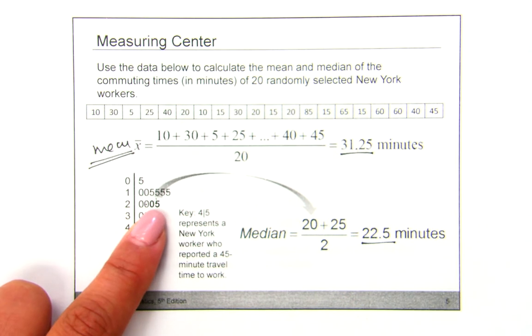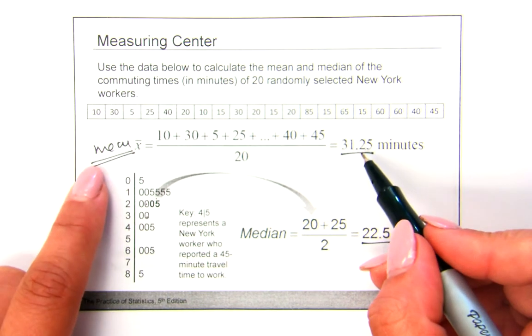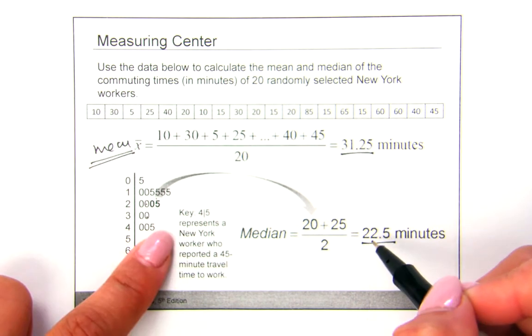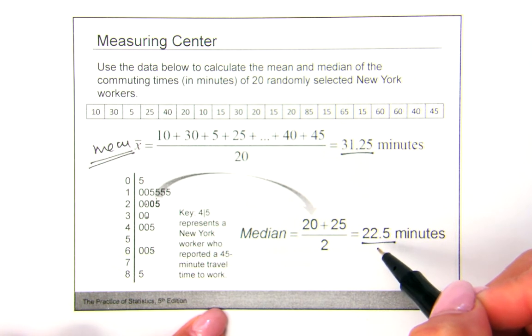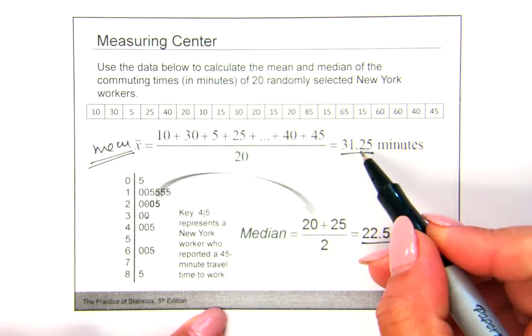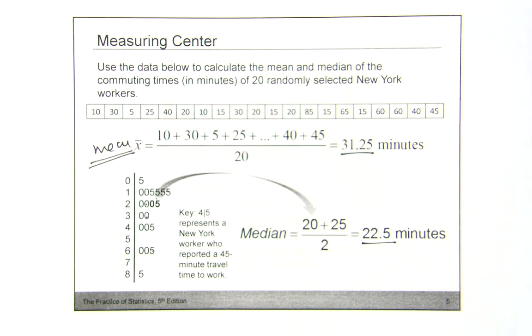So in this case, the mean is going to be bigger than the median. The median is going to be 22.5. The mean is going to be 31.25 minutes for 20 randomly selected New York workers on commuting times. All right? That's the center, like the center of your distribution.